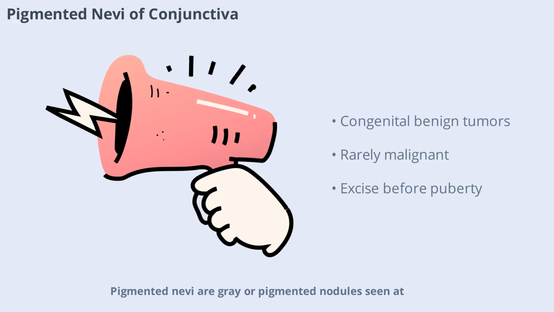Pigmented nevi are gray or pigmented nodules seen at the limbus or near the inner canthus on the conjunctiva. These are congenital, benign tumors that rarely become malignant. However, they tend to grow at puberty, so complete excision before puberty is recommended to prevent complications.